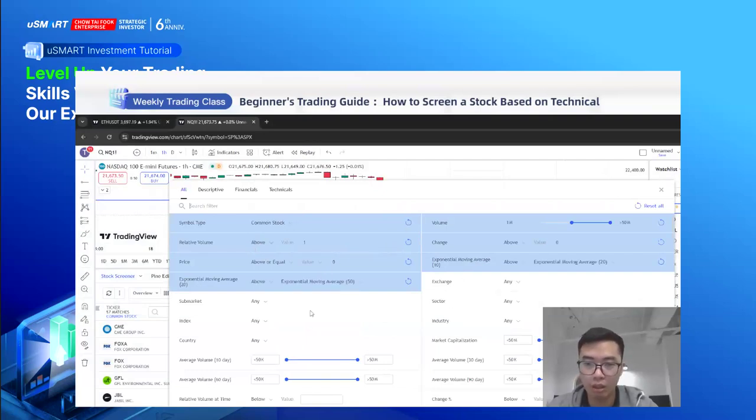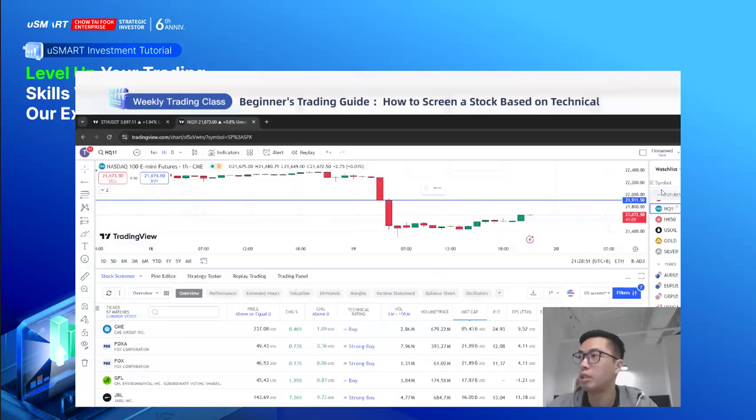There are a lot of strategies you all can try. I just filter it with the basic moving average. Then we press refresh. What I will do is press this market cap, because the higher the market cap, the stocks actually have better fundamentals and quality. So we will look at the highest one to the lowest one, right?